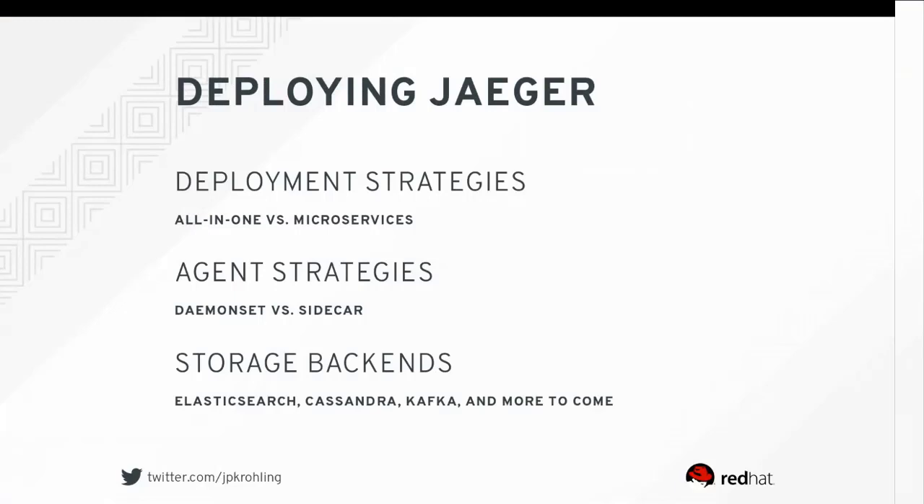And to complicate things a bit more, we have different storage backends. We support in-memory, Elasticsearch, Cassandra, Kafka, and probably more to come. So as you can imagine, the Helm chart can be quite complex, and the easiest way to support two deployment scenarios right now is to have two Helm charts. And that's not the ideal scenario.